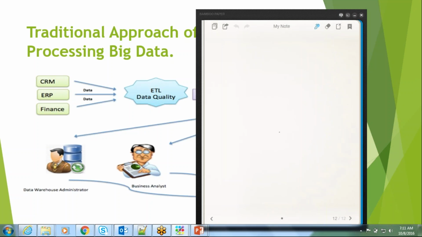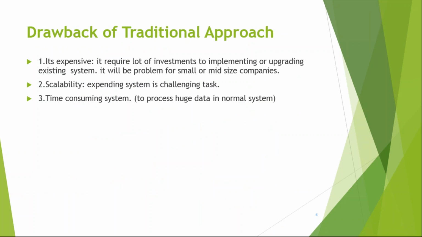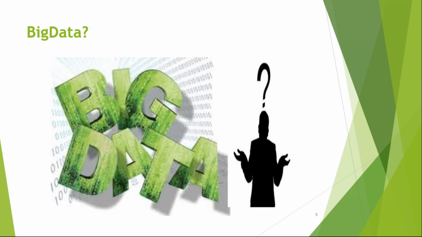Okay, let me ask a set of questions here. Let me move to the next slide. What are the drawbacks of the traditional approach? It's expensive, it's not easy to scale, and it's a time-consuming process. That's what we have just discussed. It's expensive, time taking, and not scalable. Parallelism comes into the picture. Now, who is causing the problem? Big data, right?